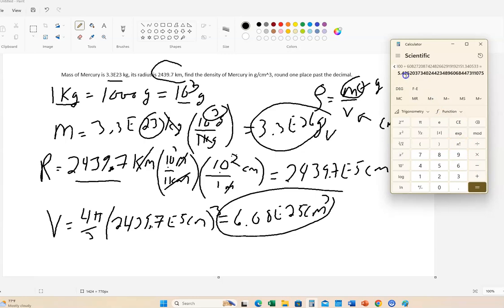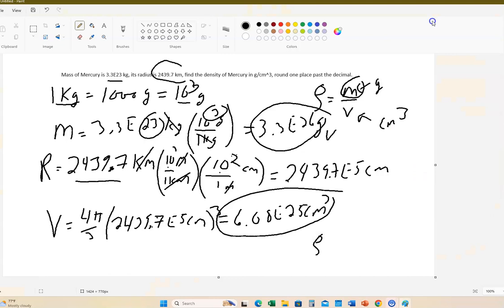So we're going to round it, as it says up here, to one place past the decimal. It'll be 5.4. Okay, so 5.4, right? So here we go. The density, which is what we calculated up here, is 5.4 grams per centimeter cubed. So just to remind you, that's the density of the planet Mercury.